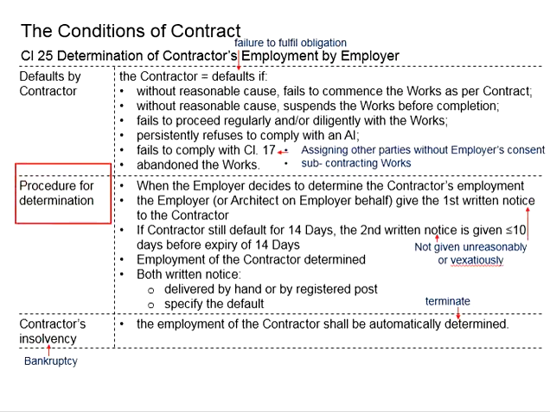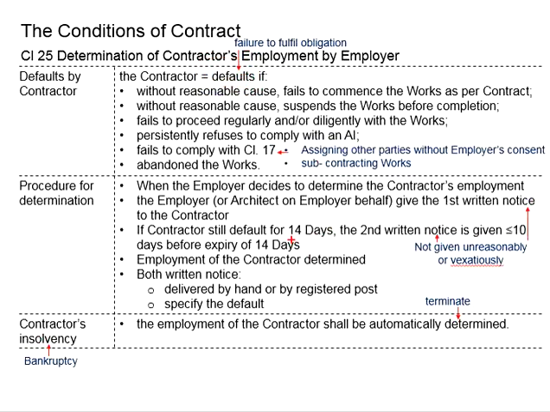Now we talk about the procedures of determination. When the employer decides to determine the contractor's employment, the employer will need to give the first written notice to the contractor. This may also be issued by the architect on behalf of the employer. The purpose of this written notice is to document the process, and at the same time serve as a warning to the contractor. If the contractor still persists with the default, the determination will happen.